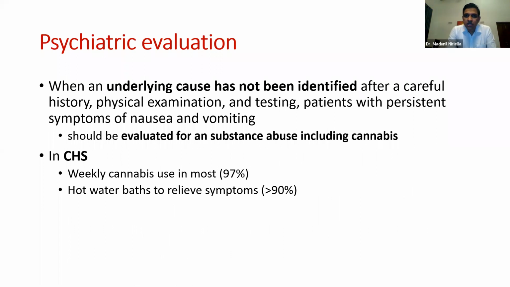When an underlying cause has not been identified after careful evaluation with history, physical examination, and testing, patients with persistent nausea and vomiting also should be evaluated very carefully for substance abuse, including cannabis. Cannabinoid hyperemesis syndrome is not uncommon. We are seeing patients now, and most of them usually have weekly cannabis use, and it is very characteristic for some of them to describe hot water baths to relieve the nausea and vomiting.